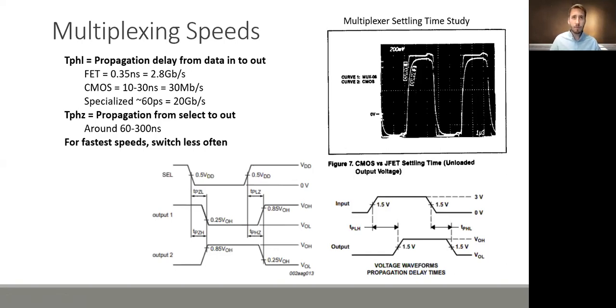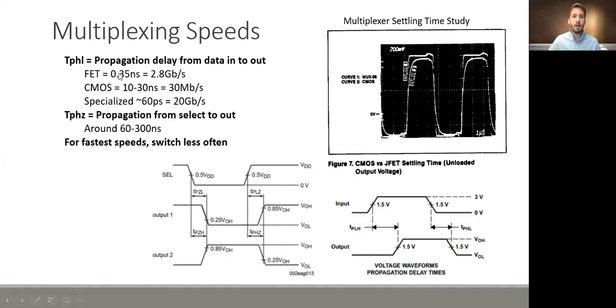Because what can happen is if you select a line, but then you're sending multiple bits through that, there's a propagation delay, even as you're just sending data streaming through the transistors. That is the main propagation delay you want to look at, because most of the time the data is going to be flowing. You want to change your select as little as possible, because the select delays are really what's the largest.